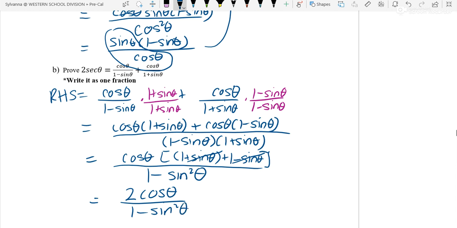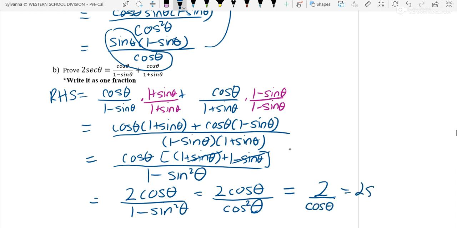But wait, 1 minus sine squared theta is one of those identities I just learned, and that's the same thing as saying cos squared theta. And then now I can cancel one of the coses, the one at the top, so I'm just left with 2 over cos theta. And that's the same thing as saying 2 secant theta. And that is my left-hand side. And then we're done.